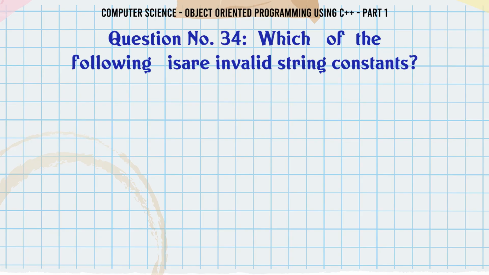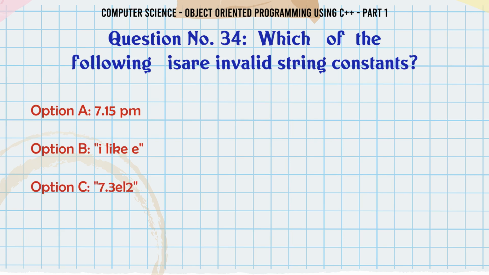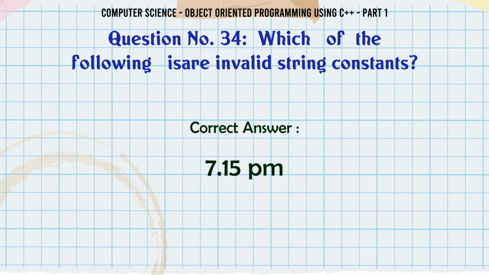Which of the following is an invalid string constant? A. 7:15 p.m. B. I like E. C. 7.3 L2. D. 1234 L2. The correct answer is 7:15 p.m.